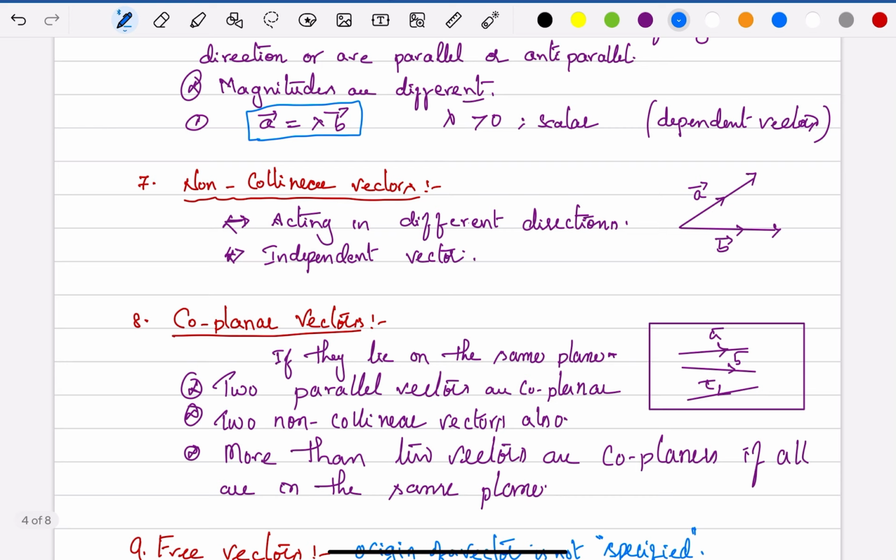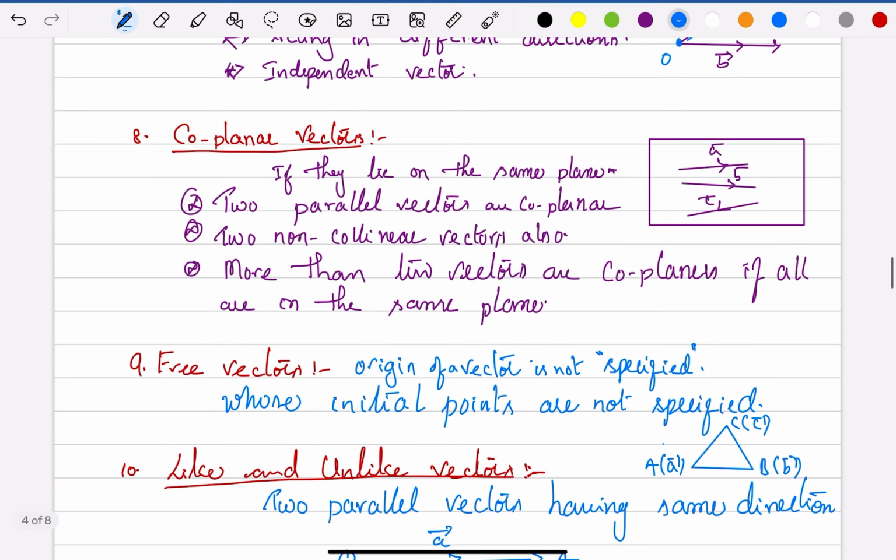Non-collinear vectors. Non-collinear vectors are said to be acting in different directions. They are also called independent vectors. So here is O, B, this is A vector.